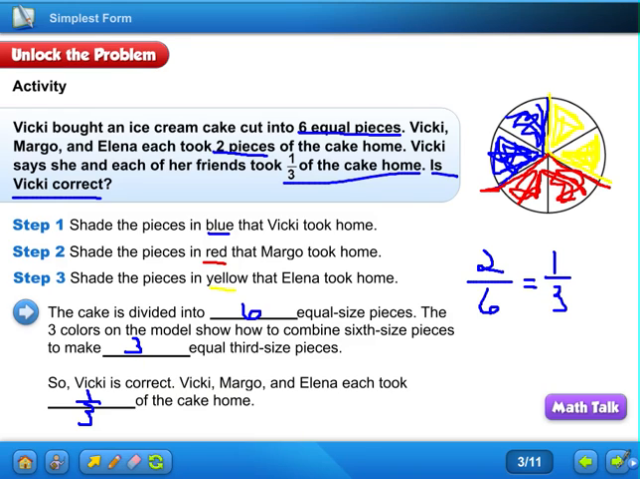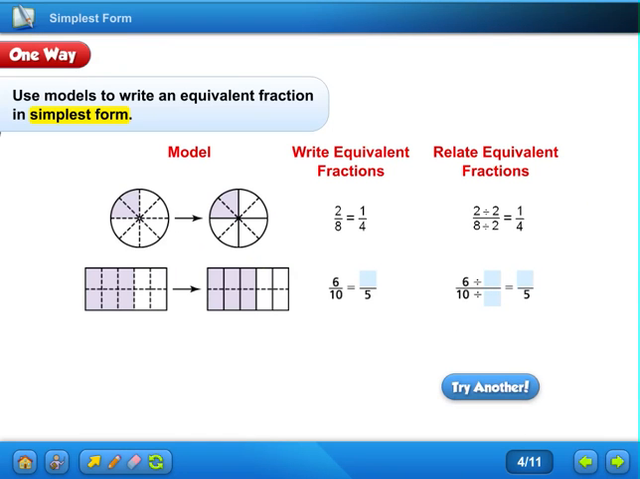All right. Let's go to the next page. Use models to write an equivalent fraction in simplest form. Remember, simplest form is the way you can just break it down to the lowest that you can get it, the lowest fraction you can get.